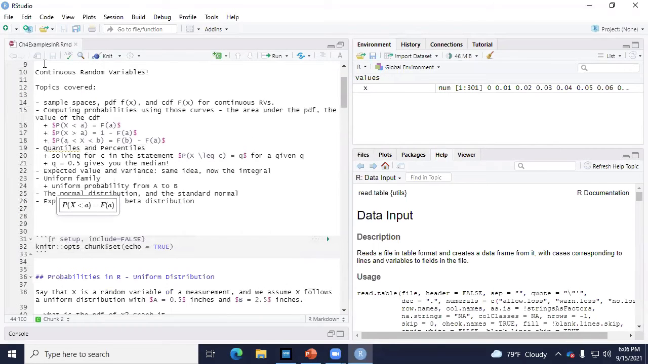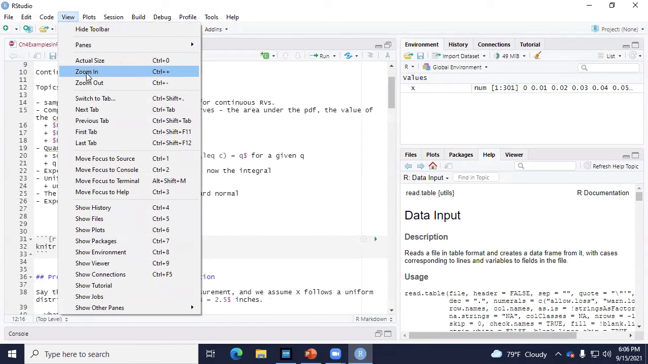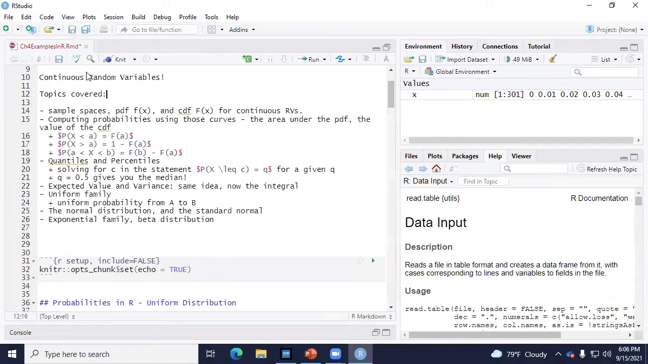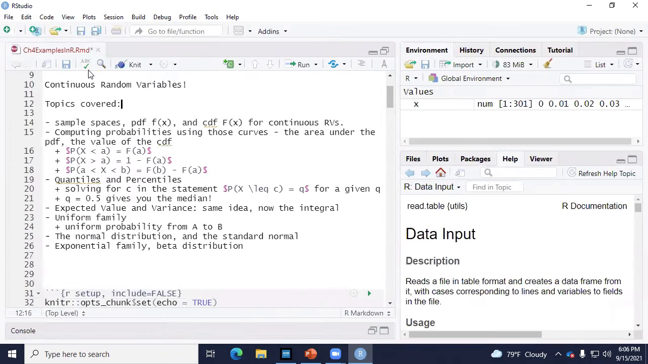So let me see. I hope this is big enough. Font. Can I maybe enlarge it? No. I don't know. Let's see. Control plus. Yeah, that's what I did. But anyway, I'll do this. Okay.